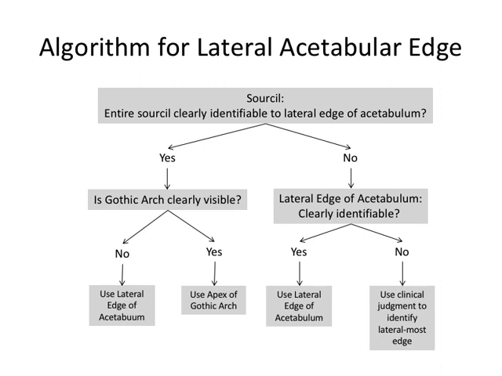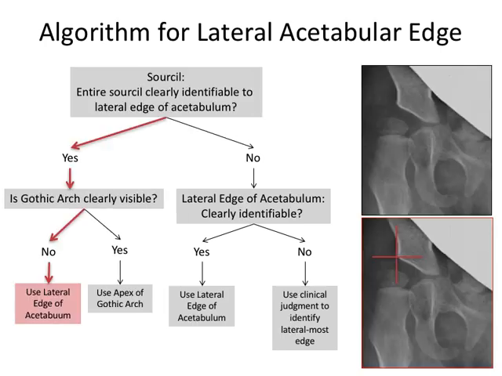So this is an algorithm that we created locally to try to help us be consistent about choosing what is our lateral acetabular edge. It incorporates identifying the sourcil, seeing if there's a Gothic arch, and seeing if the lateral edge of the acetabulum is clearly identifiable. With those three questions, so to speak, you can head down a certain path. So let's go down each of these paths.